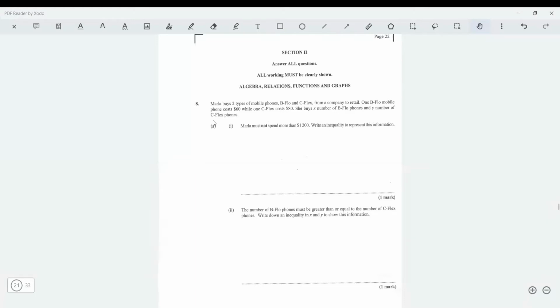Marla must not spend more than $1,200. Write an inequality to represent this information. So the most amount of money that she spent is $1,200. So she spent less than or equal to $1,200.